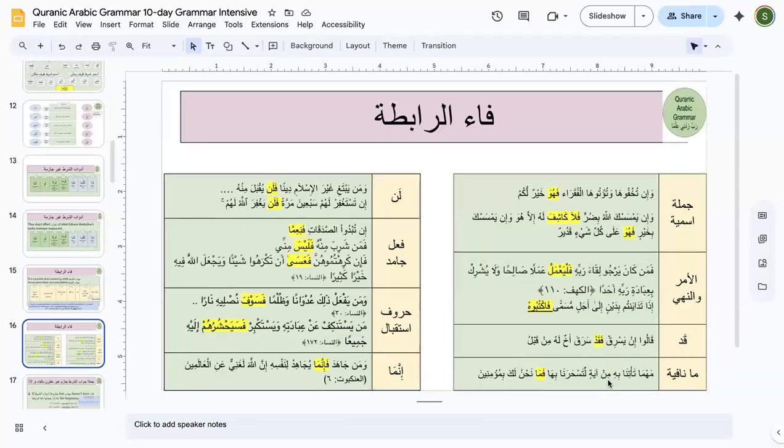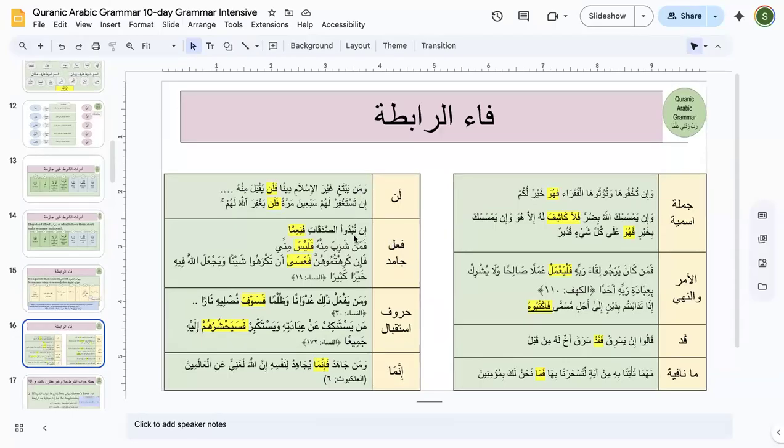مهما تأتينا به من آية لتسحرنا بها فما نحن لك بمؤمنين. So this is your jumla sharti, this is your shart clause, and with fa you are seeing the beginning of your jawab. And why is fa'u rabita there? Because there is ma nafiya in the beginning of the sentence, and then you have lan. And if your lan is in the beginning of the sentence, you will have fa'u rabita, right?